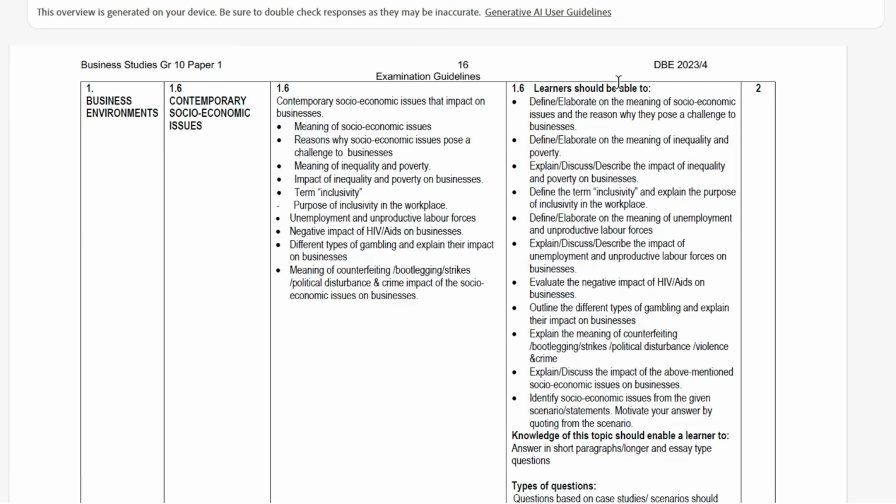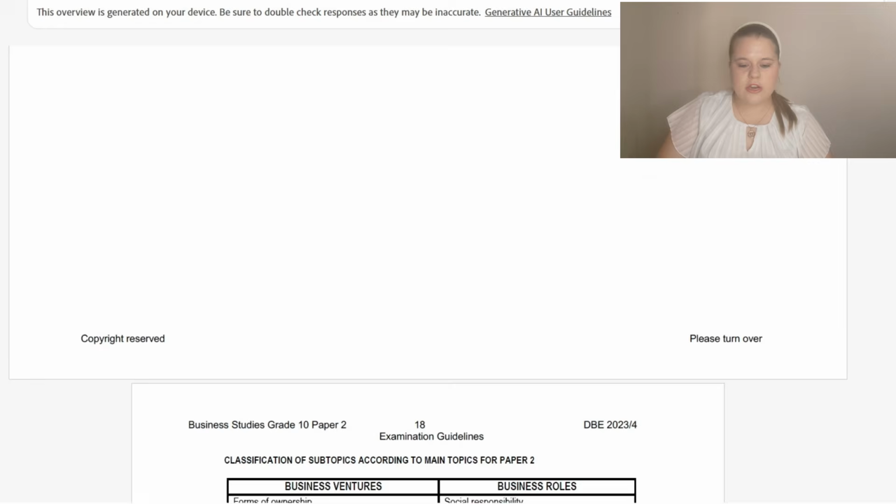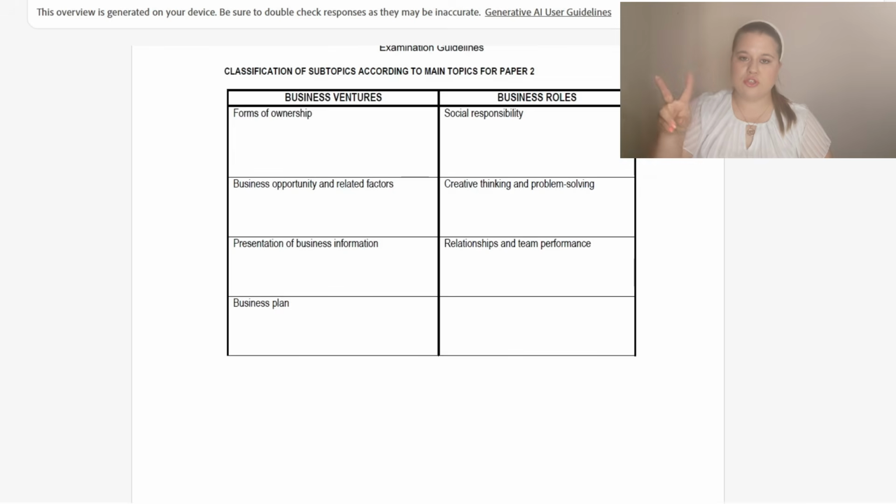Contemporary socio-economic issues. Learners should be able to... Then we move on to paper 2. So here we have business ventures and business roles. Again, the same formatting. In business ventures, we have forms of ownership, business opportunity and related factors, presentation of business information, and a business plan. On business roles, we have social responsibility, creative thinking and problem solving, relationship and team performance.